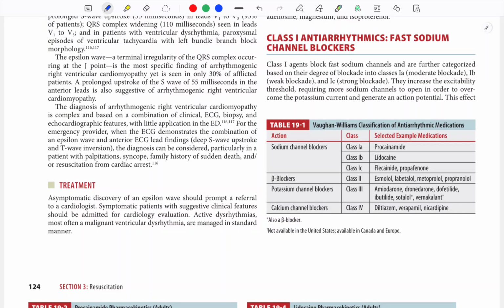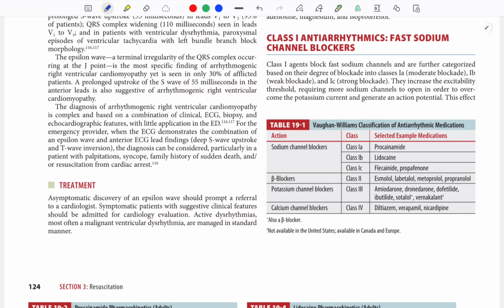Let's complete antiarrhythmics. So there is a Vaughan-Williams classification of antiarrhythmic medication in class 1, 2, 3 and 4. Class 1 is your sodium channel blocker. Class 2 is your 2 for beta blockers. Class 3 is not C, okay. Class 3 you will remember KCB, potassium channel blocker, is 3, and then calcium channel blocker is class 4. So you can remember CCB4. Remember CCB4, calcium channel blocker class 4, and KCB3.